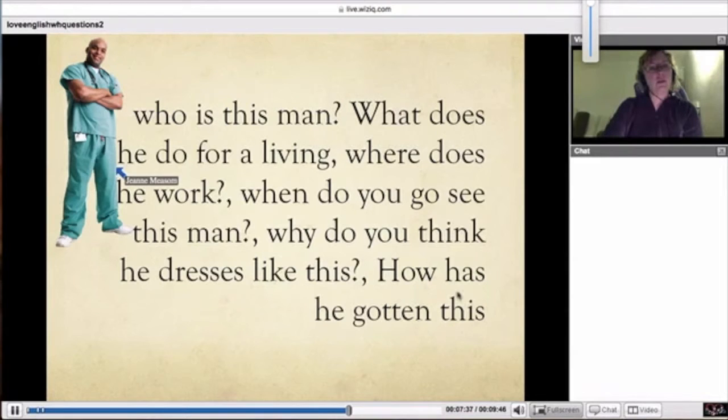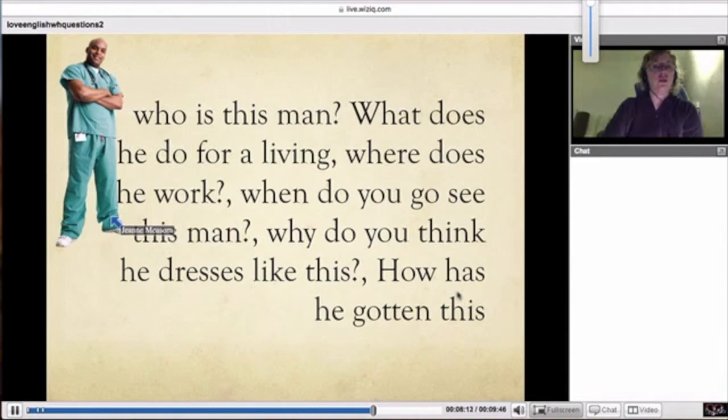Well, some of them might be, who is this man? What does he do for a living? What do you think he does for a living? Can you tell by the clothes? Where does he work? If you could tell by the clothes what he does for a living, where do you think he might work? When do you go see this man? Why do you think he dresses like this? And how has he gotten this job? How has he gotten this career? Do you think, did he just apply for the job? Do you think he had to go to school?